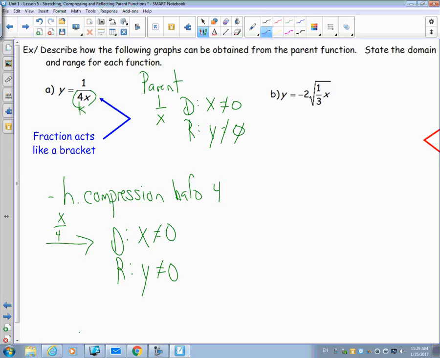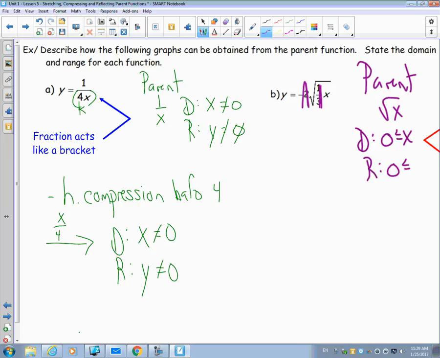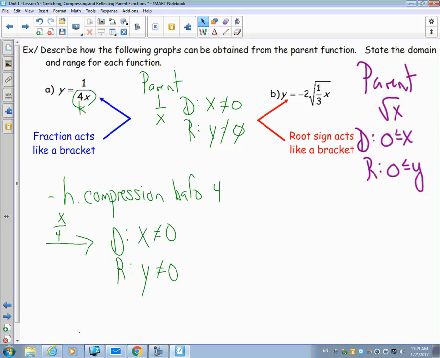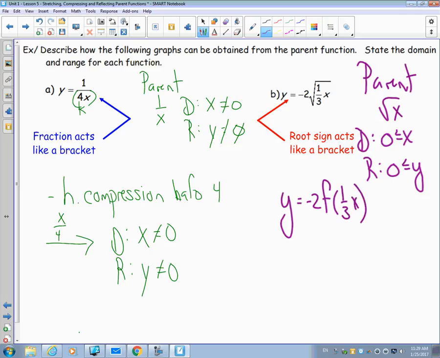What do I see? If I get rid of the numbers, I'm left with my parent function. So there's a number here, there's a number here, my parent, and that's root x. What's the domain of that? Gotta be greater than or equal to 0, my range also has to be greater than or equal to 0. Okay, let's go back and think about our transformations now. Which things are x's, which things are y's? This one's a little bit more obvious, but in this case, the root sign acts like the bracket. So this is the same thing as saying, in a different way, y equals -2 f of 1/3 x. And that one's a little bit easier to tell because the root sign kind of looks like a left-hand bracket.